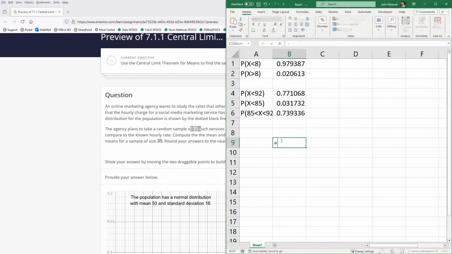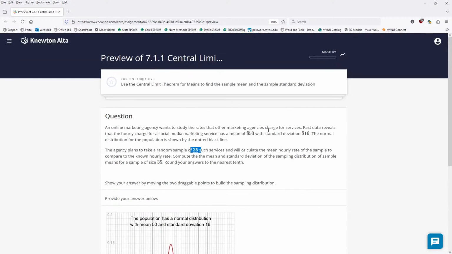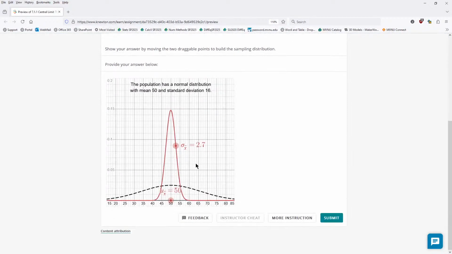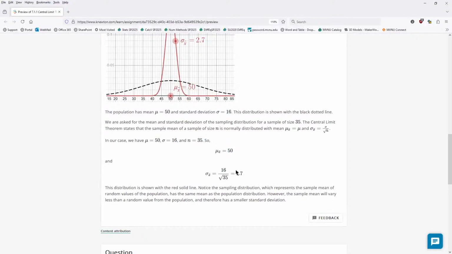So I need to do that over here on a calculator. 16 divided by the square root of 35 is 2.7. So let's see, 2.7. This is a little bit annoying. Oh, I got it. It doesn't seem to work well with the mouse, but do your best. Basically, you're just computing the new mean, which is the same as the old mean, and the new standard deviation to get this. And then you've got that. Beautiful. So yeah, it even tells you that.